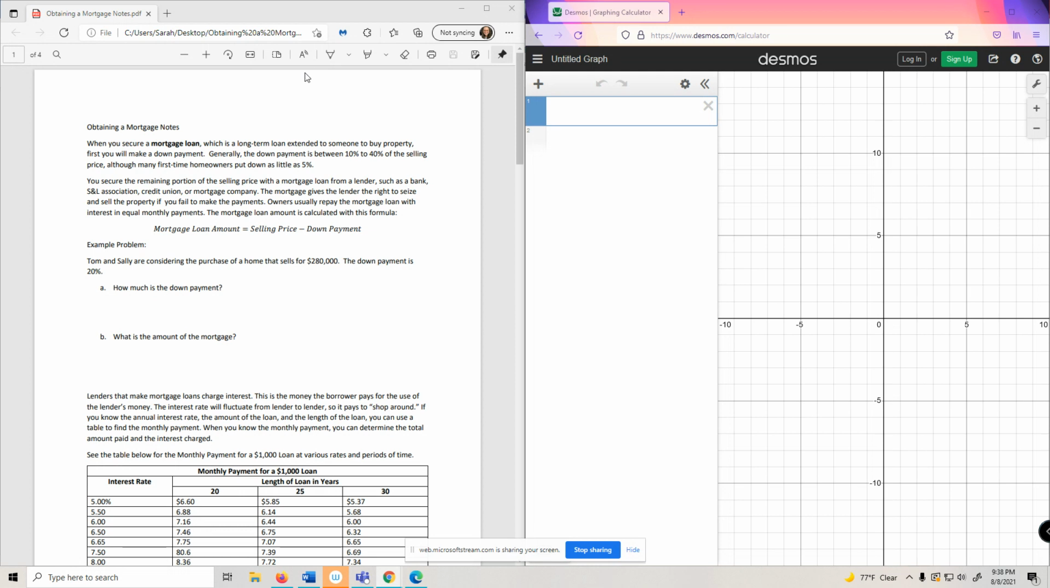Tom and Sally are considering the purchase of a home that sells for $280,000. The down payment is 20%. Part A asks for how much is the down payment. The answer here is not 20%. We want to know the actual dollar amount.